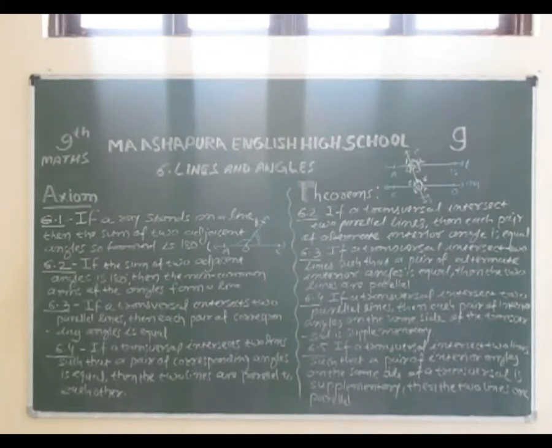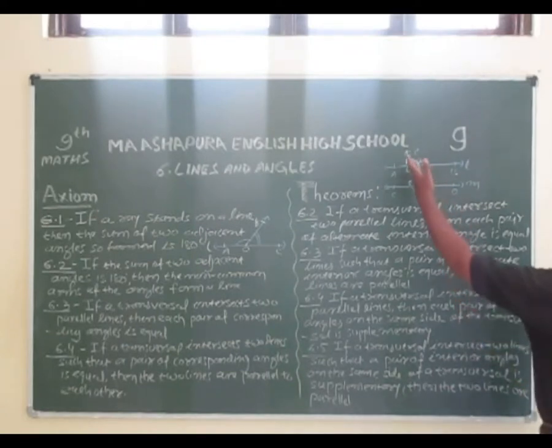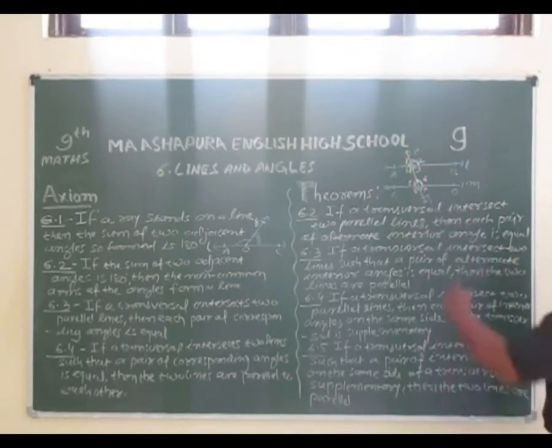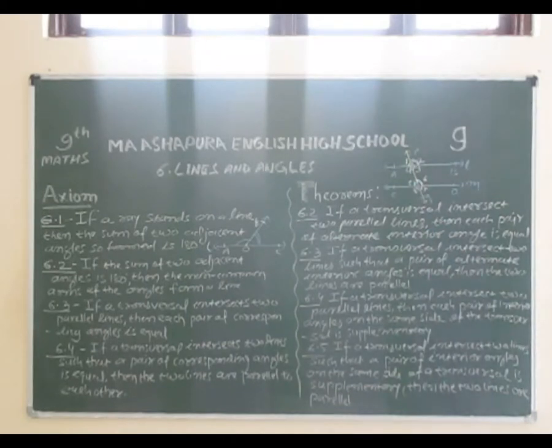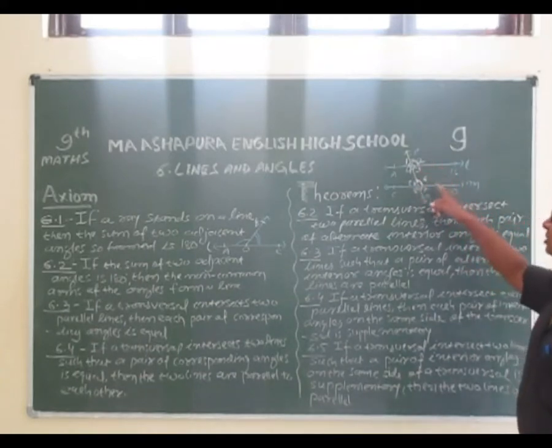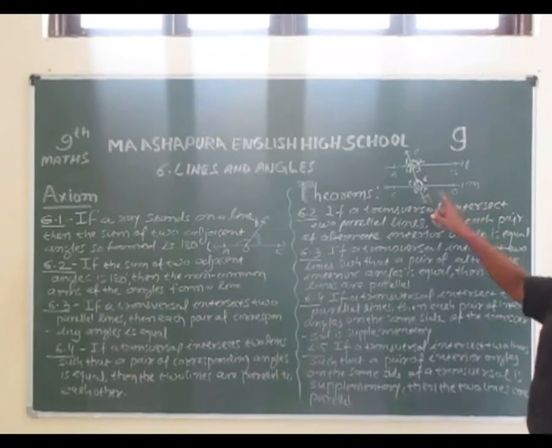One type of angles is called the pair of corresponding angles. So here, angles 1 and 5 are a corresponding pair of angles, 2 and 6, 3 and 7, and 4 and 8 are corresponding pairs of angles. So axiom 3 says if a transversal intersects two parallel lines, then each pair of corresponding angles is equal. That means here angle 1 equals 5, 2 equals 6, 4 equals 8 and 3 equals 7.